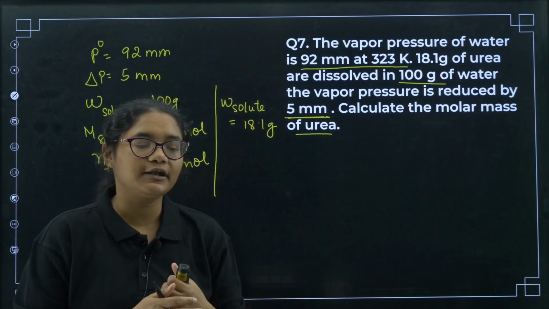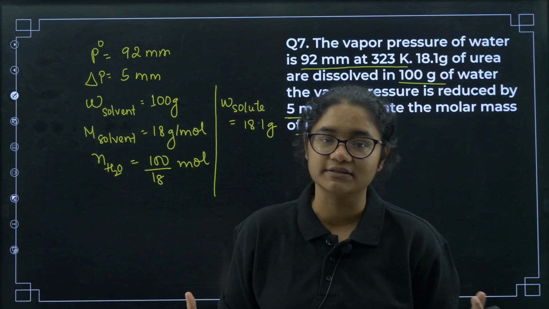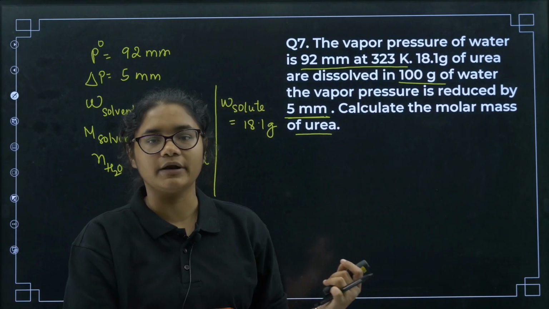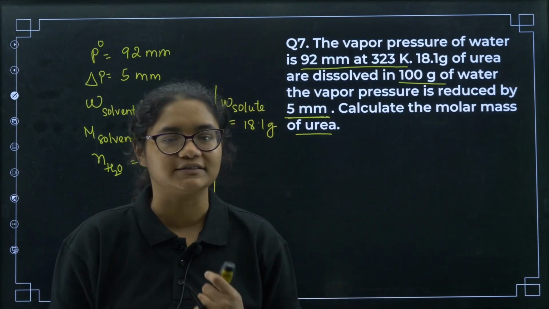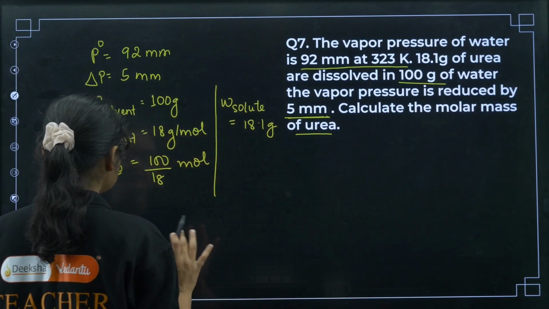Now see, these colligative properties are used to calculate the molar masses of unknown substances. So this is the method that is followed. You also have to calculate it and show that the molar mass of urea is nearly equal to 60 gram per mole. Okay, so if I use it that way, this is done.